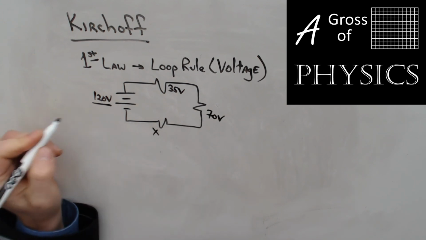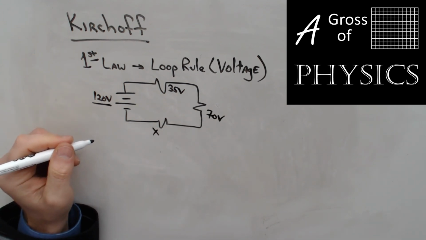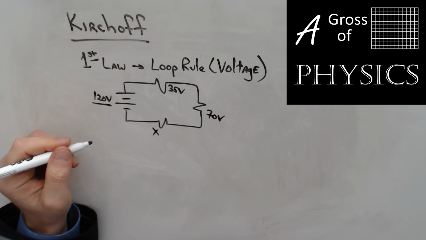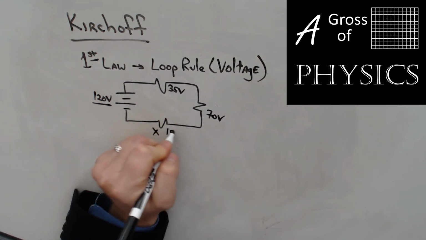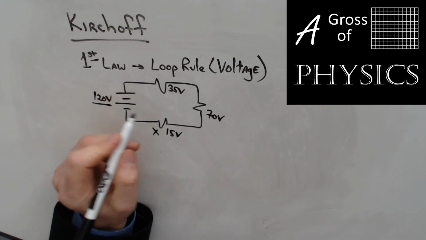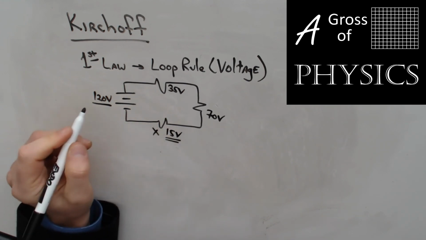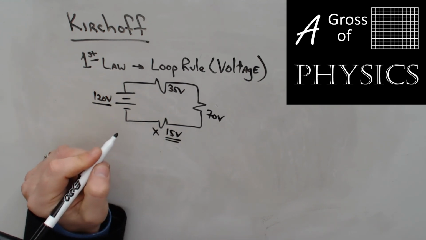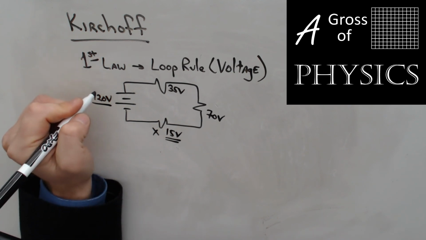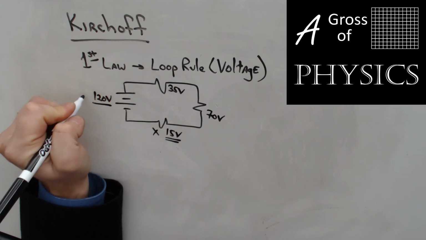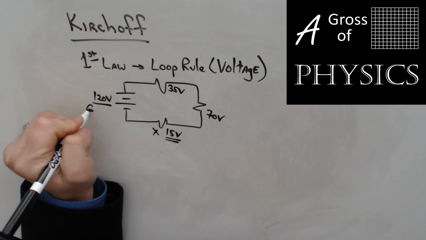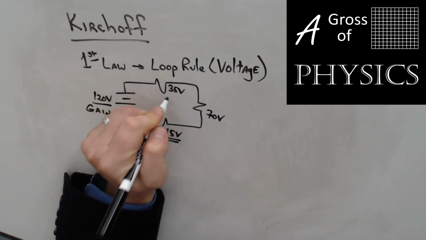Well, assessment problems will ask, what's X? And the way you're going to do this is 120 minus 35 minus 70. And what's left over is 15 volts, and that has to be the voltage drop across that last resistor. Now, the way voltage works is you gain energy through a battery. So this is a gain, and this is a drop.